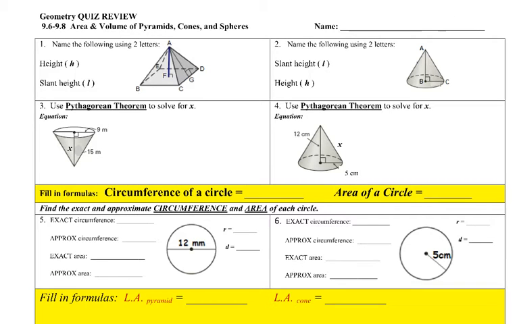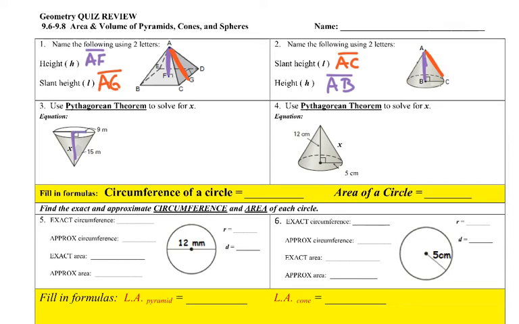So we're going to name the height of this pyramid. Height is what I call the height, AF, that goes right through the middle, versus the slant height is on the slant there, AG. And of course the letters order doesn't matter. Here the slant height is again slanted, AC, versus the height is on the inside of the shape, AB.